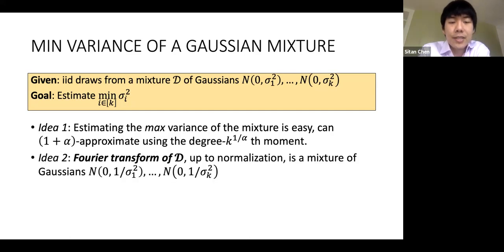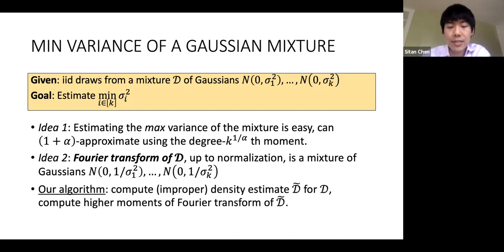The second idea is: how do I go from max variance to min variance? Well, the key idea is that the Fourier transform of a univariate mixture of zero mean Gaussians is another mixture of zero mean Gaussians. Namely, you take the variances of the original mixture and take the reciprocals, and up to normalization, this is the Fourier transform. So now it becomes clear how to estimate the min variance. I compute the max variance of the Fourier transform, and then I take the reciprocal. That's essentially our algorithm.